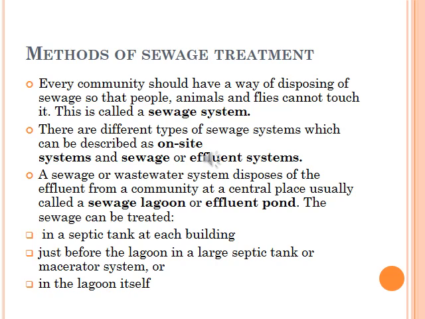A sewage or wastewater system disposes of the effluent from a community at a central place, usually called a sewage lagoon or effluent pond. The sewage can be treated in a septic tank at each building, just before the lagoon, in a large septic tank or a macerator system, or in the lagoon itself.